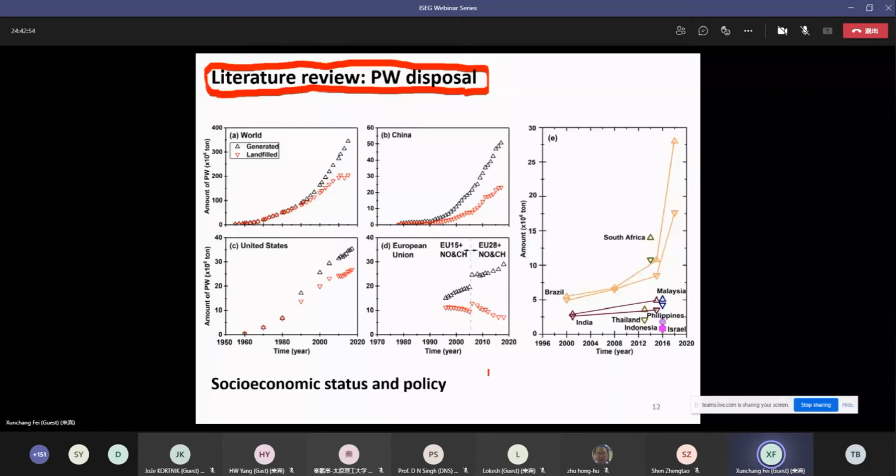On this slide, what I'm showing is the trends of plastic waste generation and disposal in different countries and worldwide. First, we see here the trend worldwide. The black triangles show how much plastic waste is generated every year from the 1850s to 2020. The red triangles show how much of this plastic waste is landfilled cumulatively.